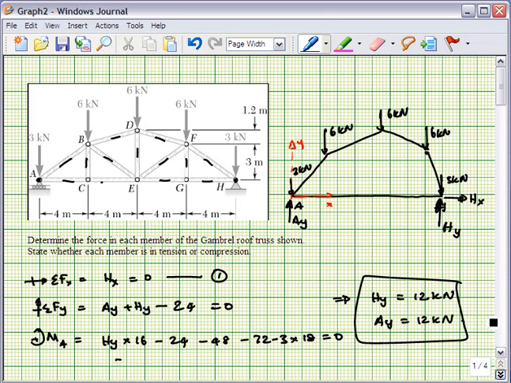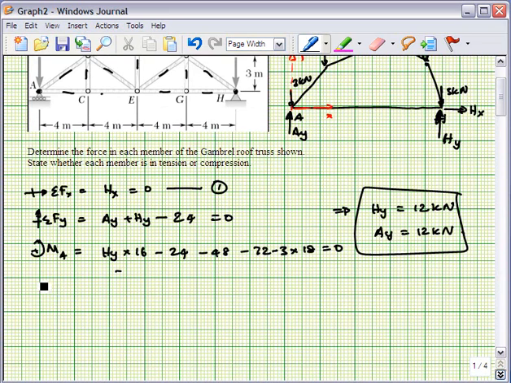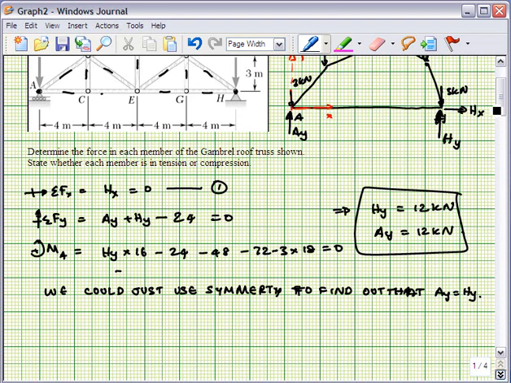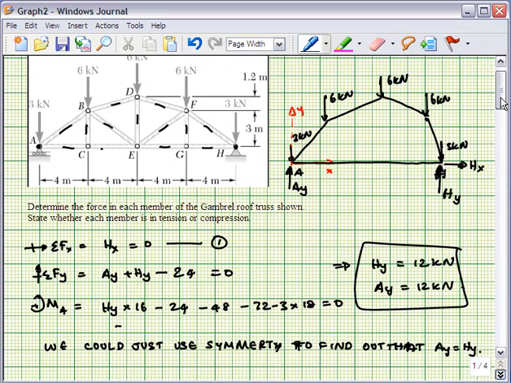You didn't have to do any of the solution; we could just use symmetry to find out that AY must be equal to HY. So in your truss, for example, with 1 pound force, you would have found that the reaction at the joints will be half a pound each because of symmetry again. You did not have to do any calculations for that.